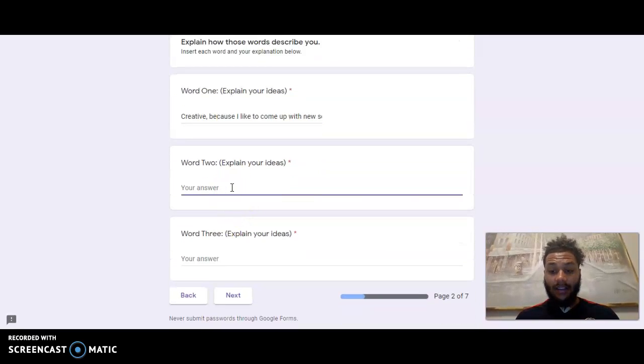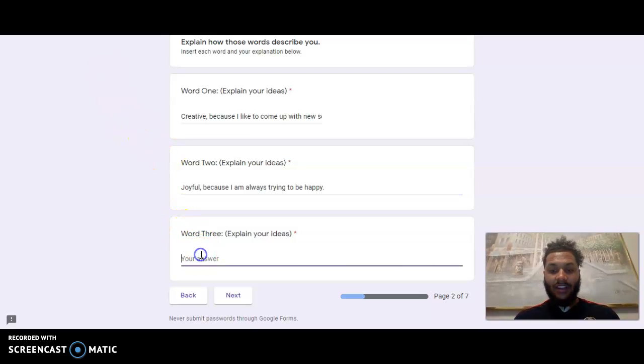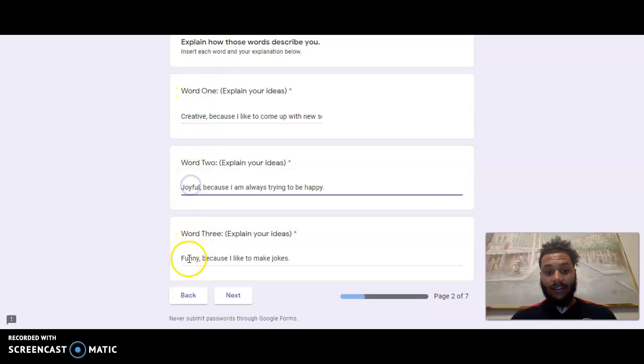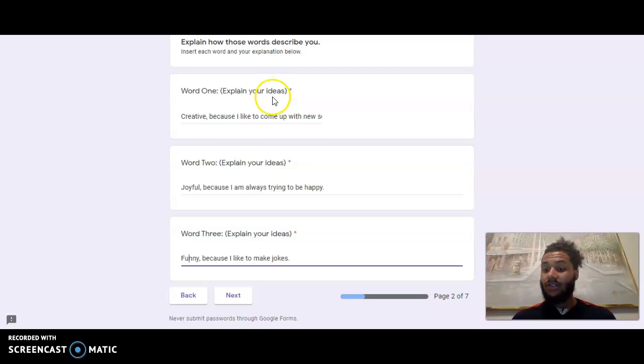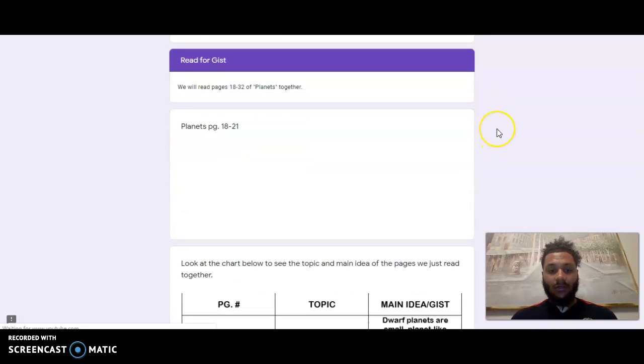I could say that I'm joyful because I am always trying to be happy. That's what joyful means, being happy. And then the last one I could say, what's another word I could use to describe myself? I would say funny because I like to make jokes. So these are 3 words I could have used to describe myself. You could have used any words that you wanted to use, and that's perfectly fine. Let's go ahead and go to the next one.